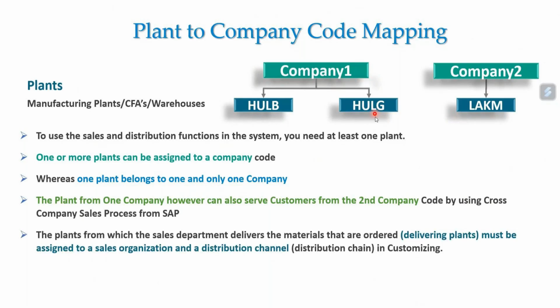Okay. So you'll have plants which are not relevant for sales, and you'll have plants which are relevant for sales. For whichever plants are relevant for sales, you will have to assign them to a sales organization and distribution channel. So you will have to tell which sales org and channel is using this plant to do its sales. That is something you will do in the system. That is an assignment which needs to be done.